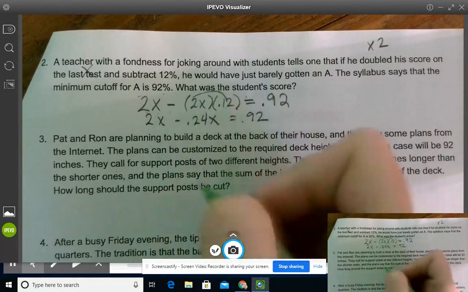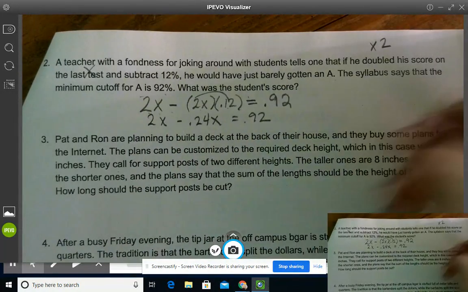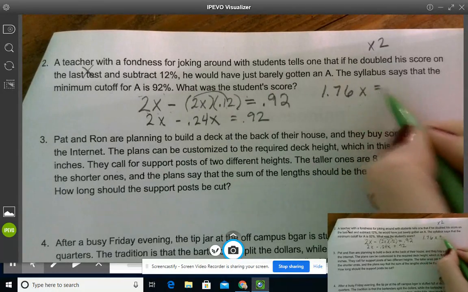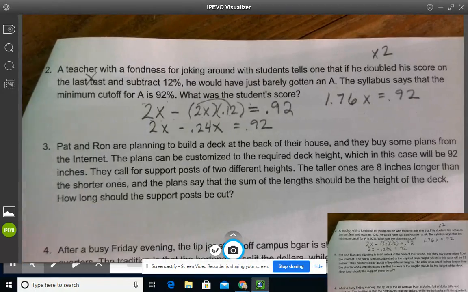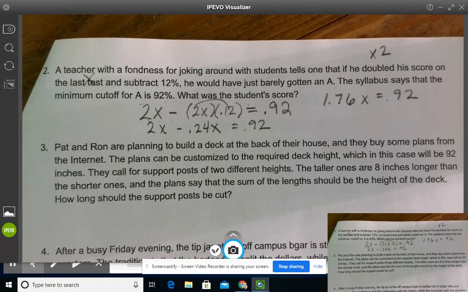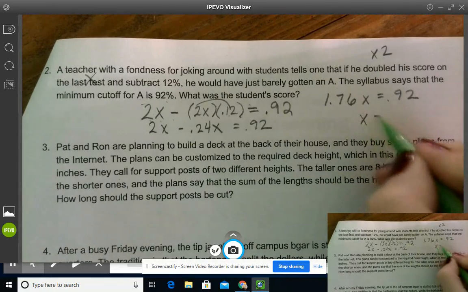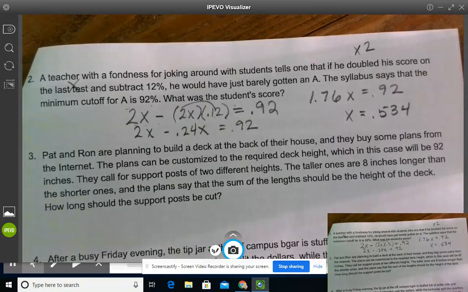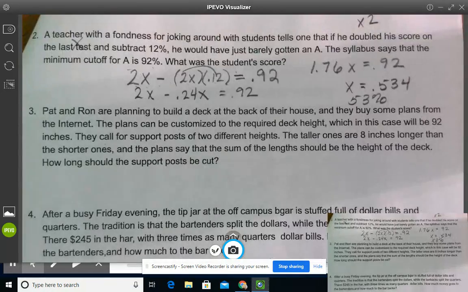So I multiply these two together. Now I have like terms, so I'm going to subtract those like terms, which gets me 1.76x is equal to 0.92. Oops. Divide that out. And you get 0.534, which means that his last test score was 53%.